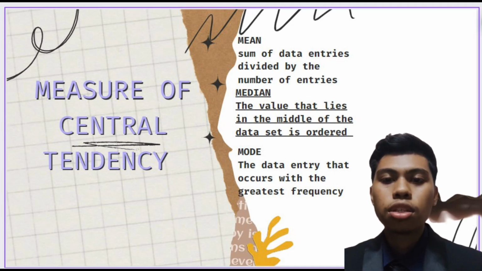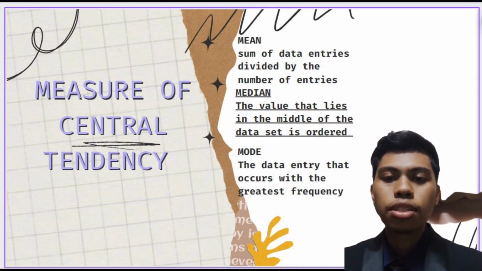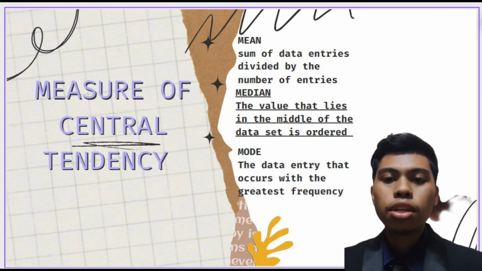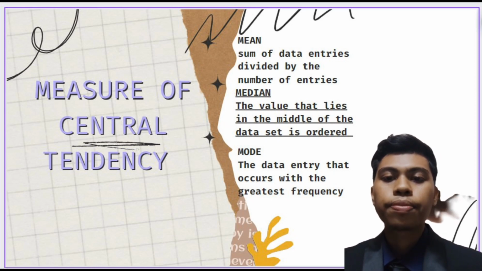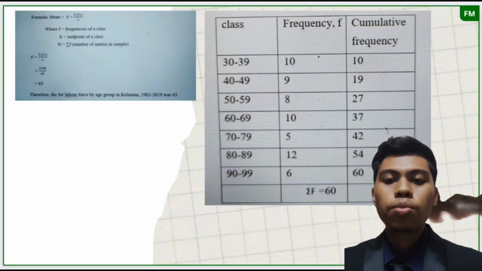The measure of central tendency has three elements, which are mean, median, and mode. Mean is the sum of data entries divided by the number of entries. The median is the value that lies in the middle of the data when the data set is ordered. The last is the mode, the data entry that occurs with the greatest frequency. The formula and solution for the mean.